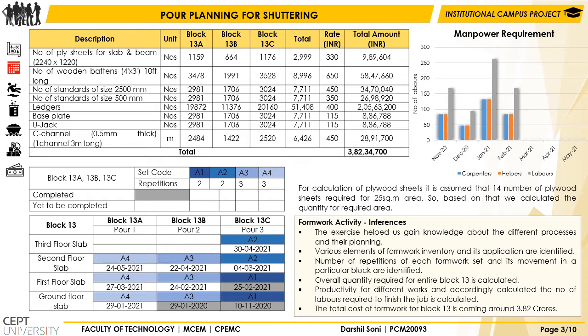Productivity for different works was determined, and accordingly the manpower required for the finishing job was calculated. The total cost of the formwork for block 13 comes to around 3.82 crores. The exercise helps us gain knowledge about the different processes and their planning.